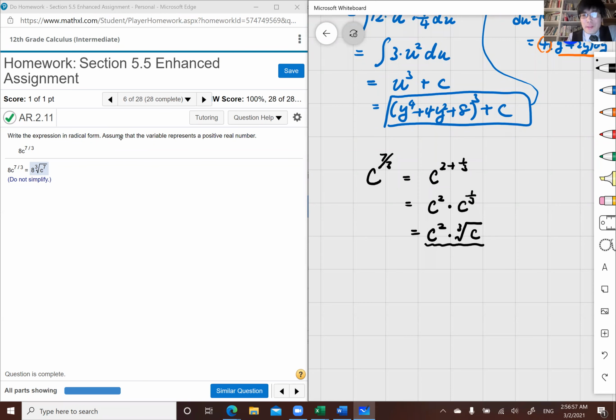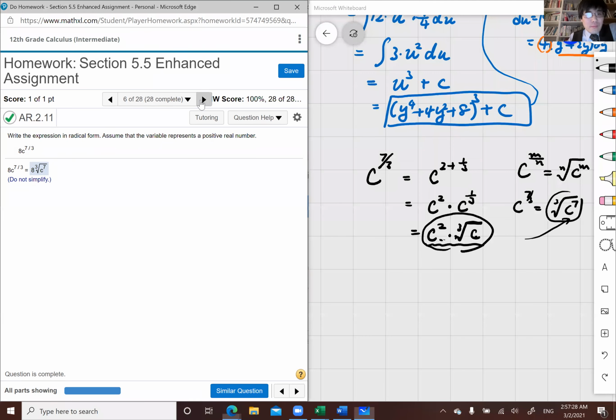Also, you can rewrite it using the rule that c to the m over n is the same thing as the nth root of c to the power of m. Then c to the 7 over 3 is the same thing as the cube root of c to the power of 7. And they are equal in this case. One is the simplest form inside the radical. The other one puts both c's into one inside the radical. Okay, so this is the same thing.